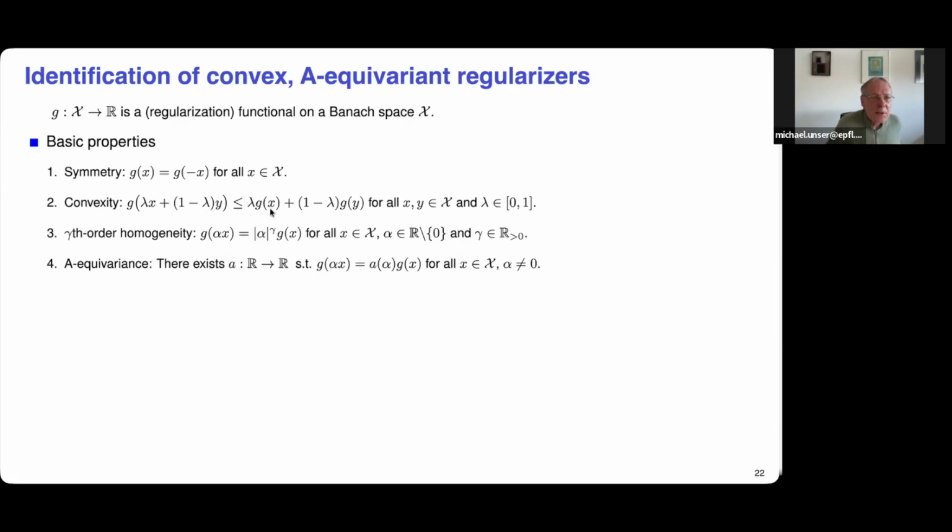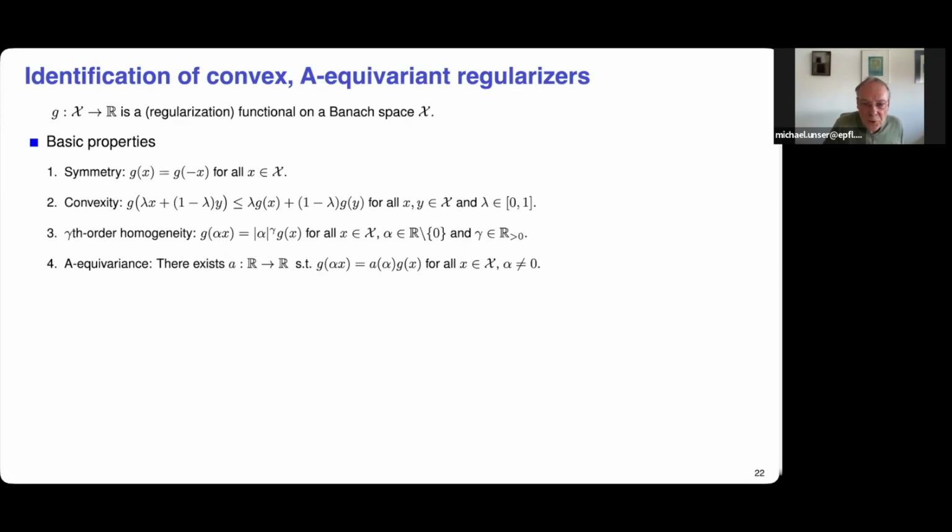You want convexity, that's very standard. Now, maybe you want homogeneity. For example, if you can pull out a scaling factor, here you would get alpha to the power gamma. That's called gamma-order homogeneity. And what I just introduced to you is amplitude equivariance. It's a little more general in principle than homogeneity, because it doesn't tell us what kind of nonlinear function we have here.